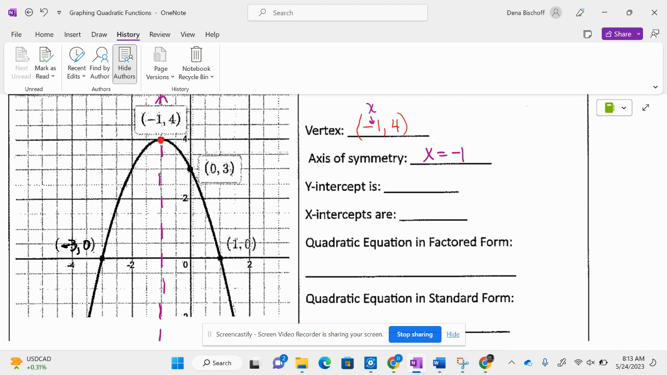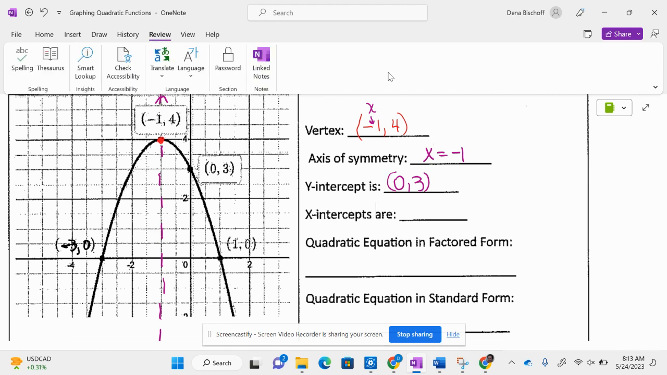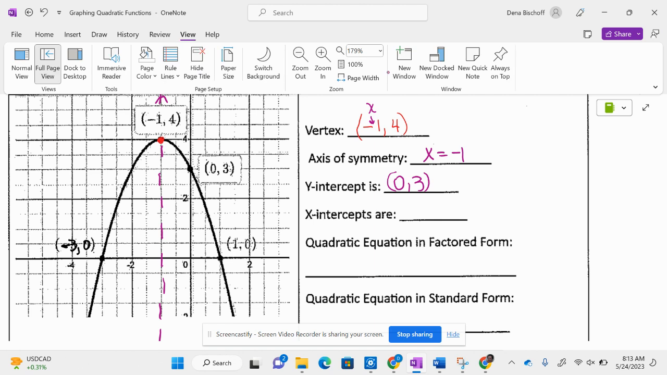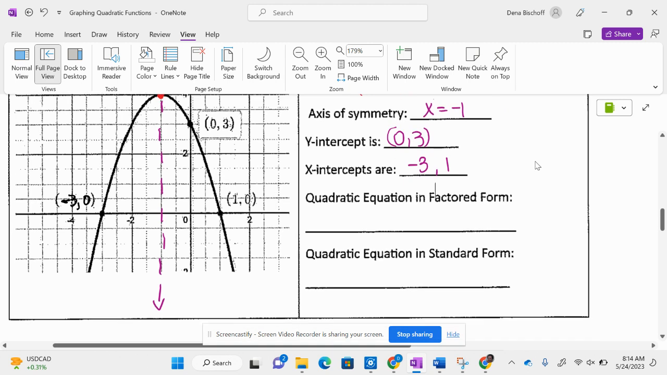The y-intercept is the ordered pair 0, 3. The x-intercepts are those are my roots. What is it? Yeah, good job. -3, 1. I thought you said 3 and 1. So the quadratic equation in factored form. Let's think about this. If my root is x equals -3, the factor started off as what?